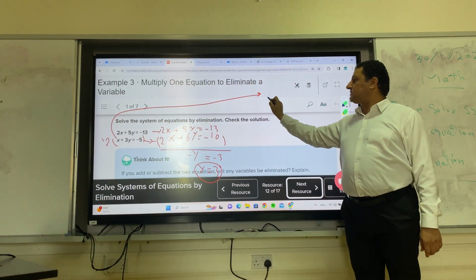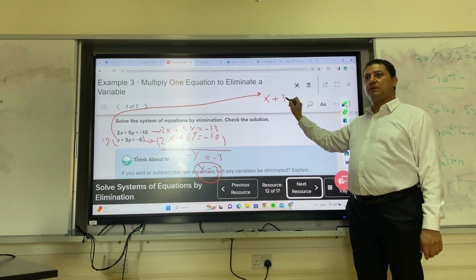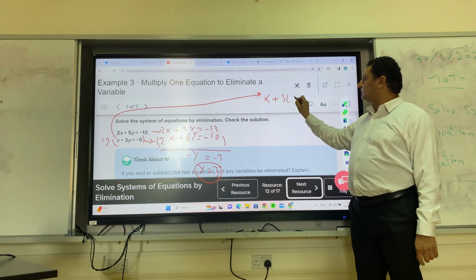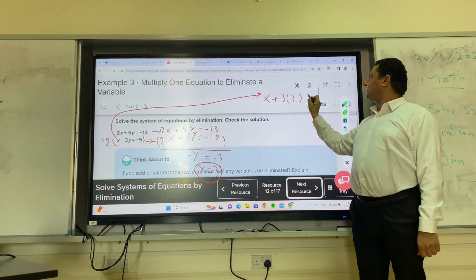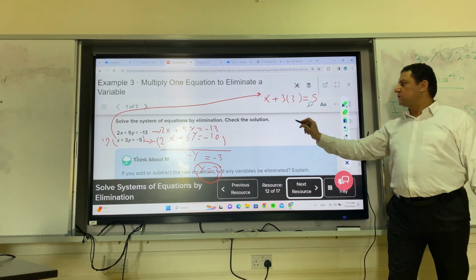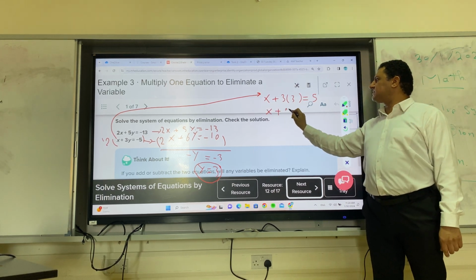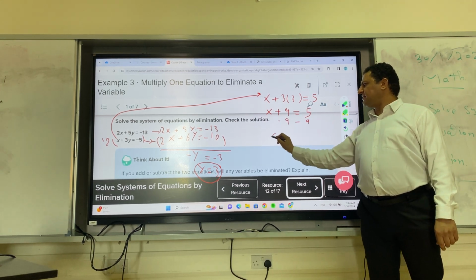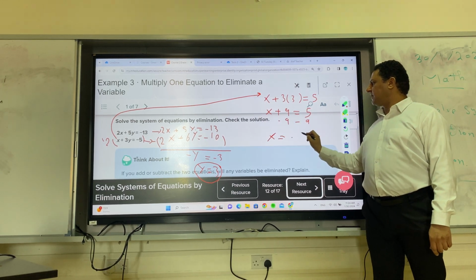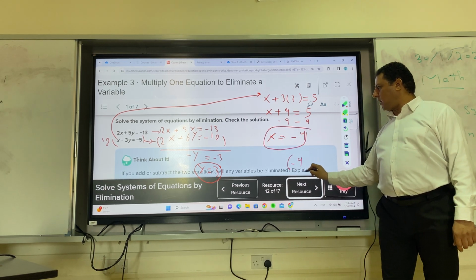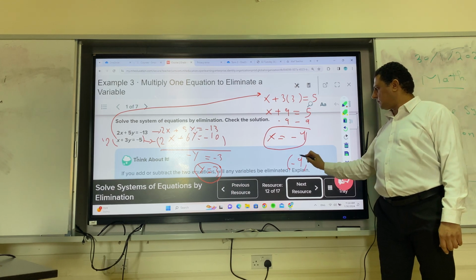It is x plus 3y, that is 3, equals 5. Do you agree? Yeah? So x plus 9 equals 5, minus 9, minus 9. So x equals negative 4. x is negative 4, y is 3.